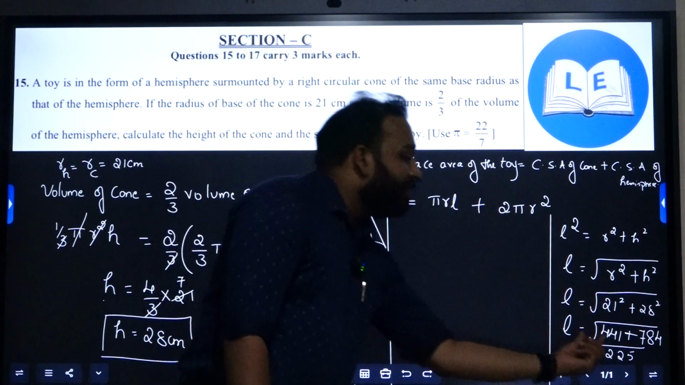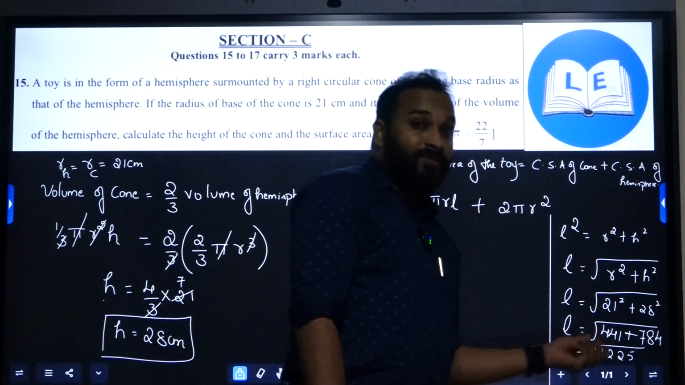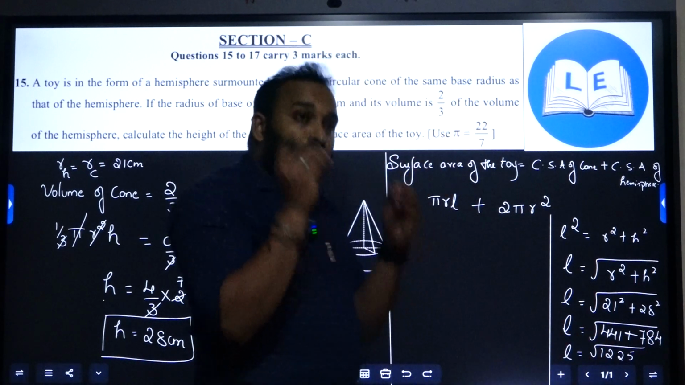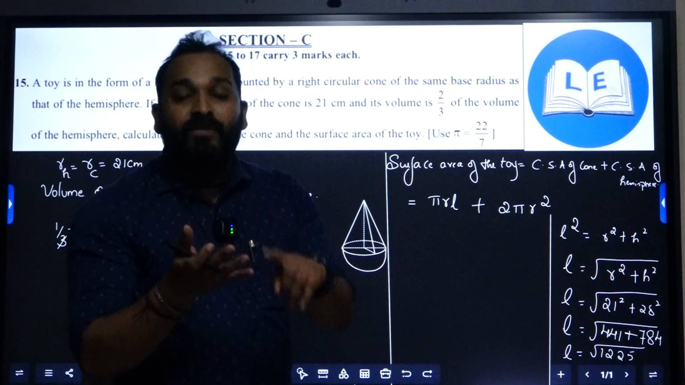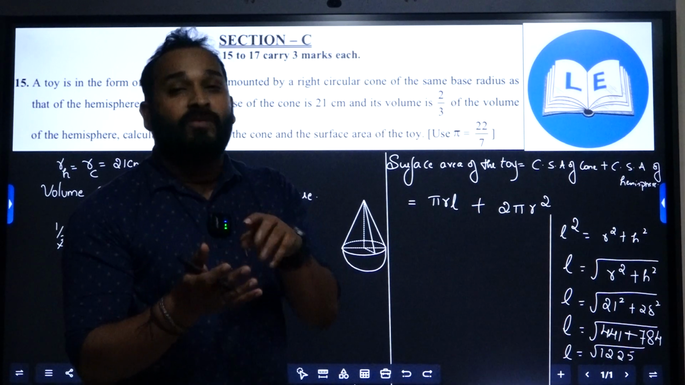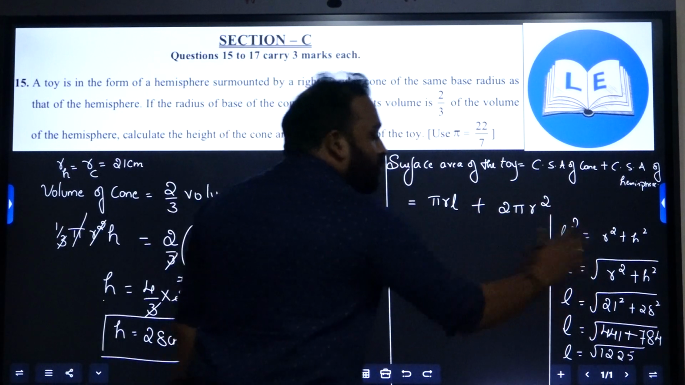Whenever you get numbers like this, 1225. See children, always you need to know how to find the square of numbers like 15 square, 25 square, 35 square, 45 square, 55 till 95 square. It's pretty easy. Let me show you this trick quickly when we are solving this problem.